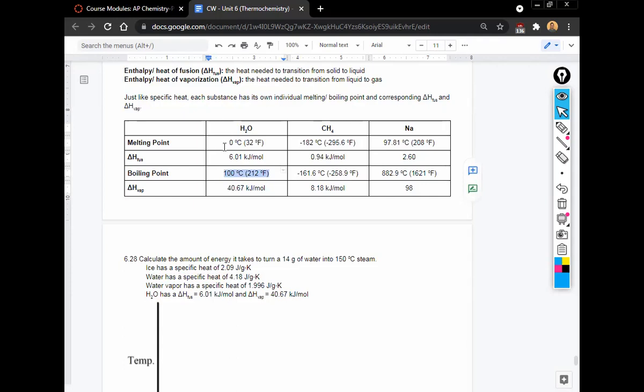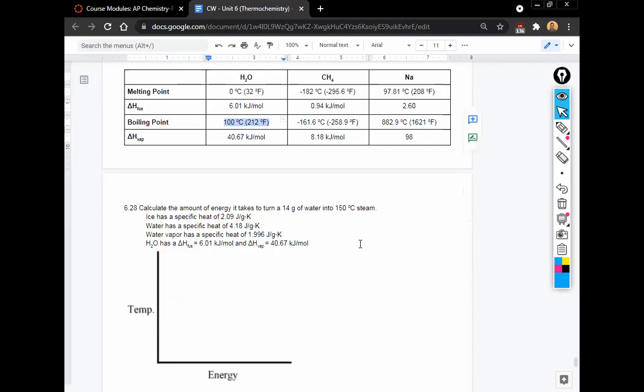The only thing you really need to know is water freezes and melts at 0 degrees Celsius and boils or condenses at 100 degrees Celsius.